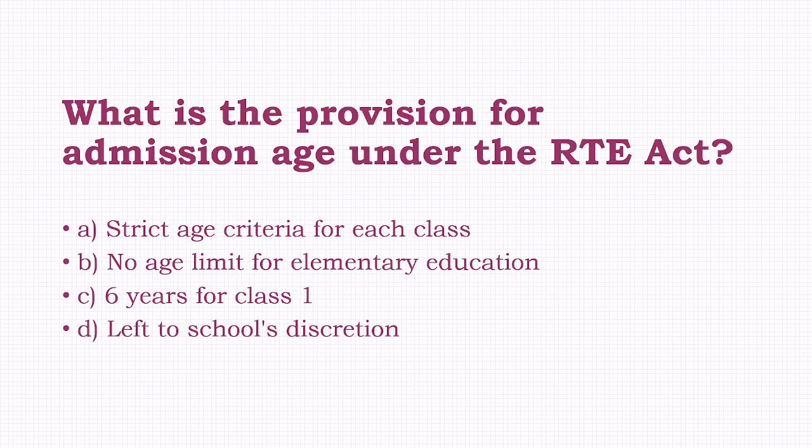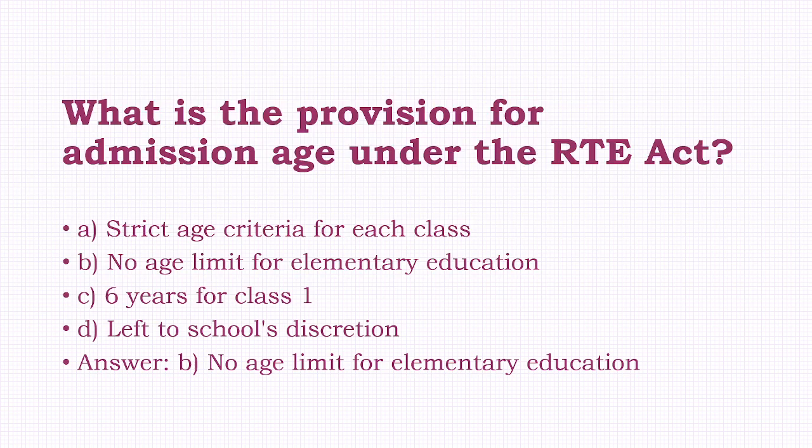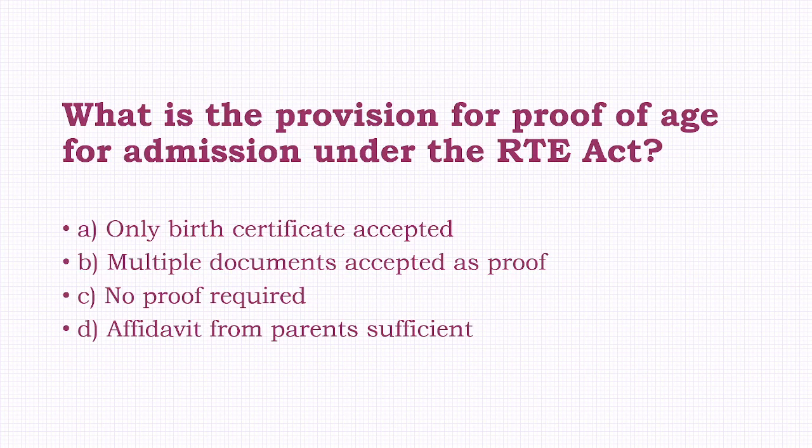What is the provision for admission age under the RTE Act? Options: strict age criteria for each class, no age limit for elementary education, 6 years for class 1, left to school's discretion. Answer of this question is option B, that is no age limit for elementary education.